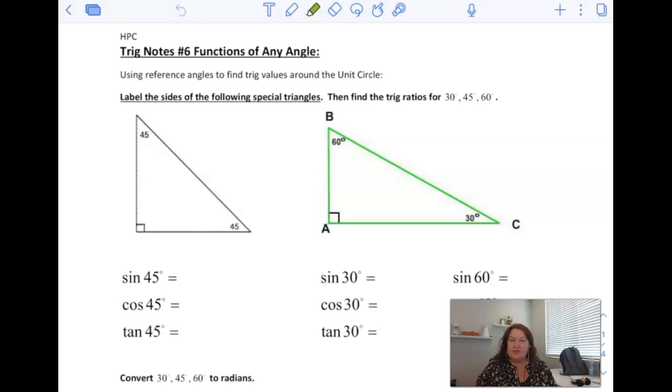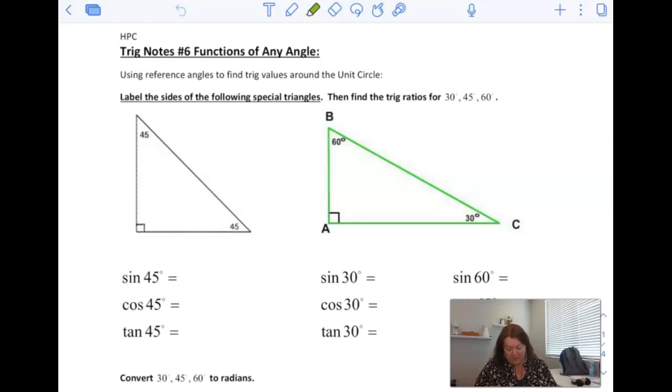HPC, this is Trig Notes number 6, functions of any angle. Today we're going to be using those same special angles that we talked about last time. Those were the 45s, the 30s, and the 60s. And you can see that they are in these special triangles that we talked about before.